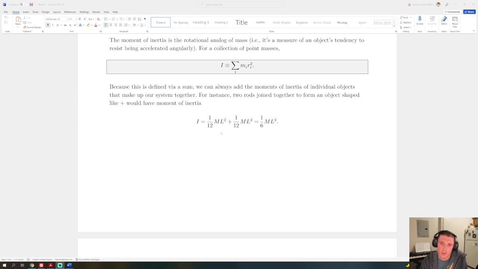Right. Is everybody good with this idea though, that if we have multiple objects and we're talking about the same axis of rotation, we can just add the individual moments of inertia together to get the total? Is that good?